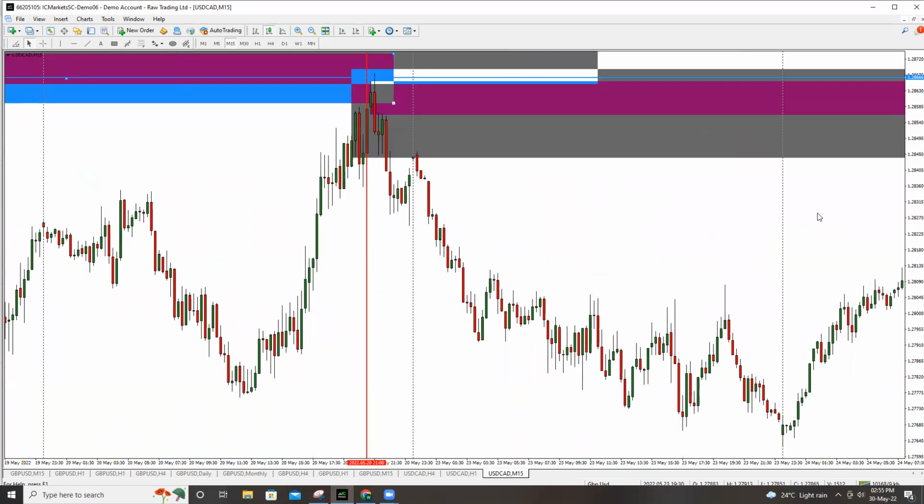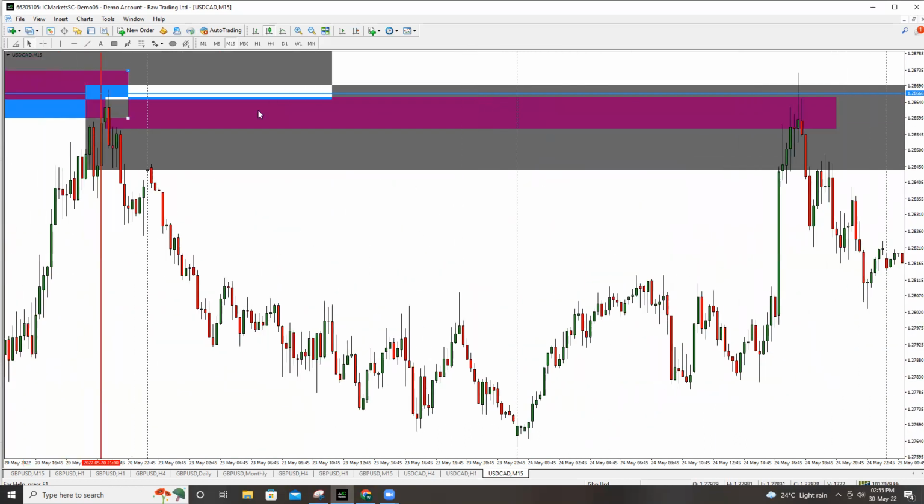Okay, for the second one, we have this 1 hour engulf. Inside that 1 hour engulf, we want to find another. Now, finding another block inside that block is what we call refinement. Okay, I hope that's clear.